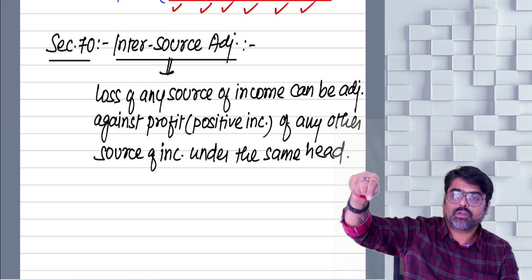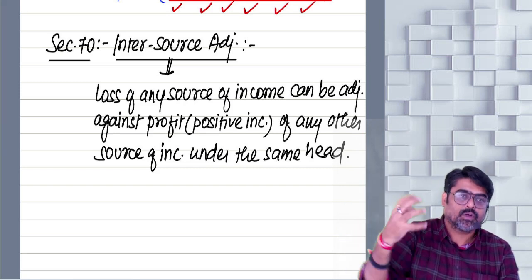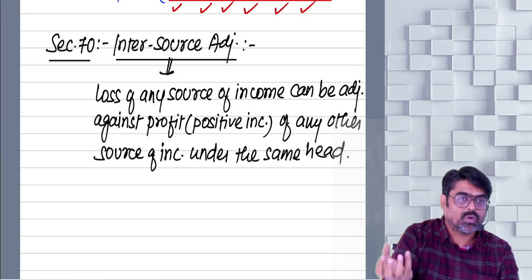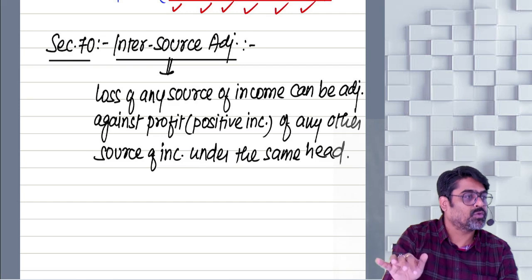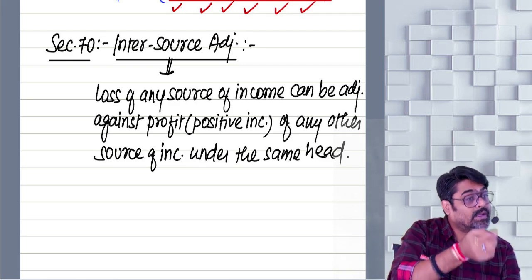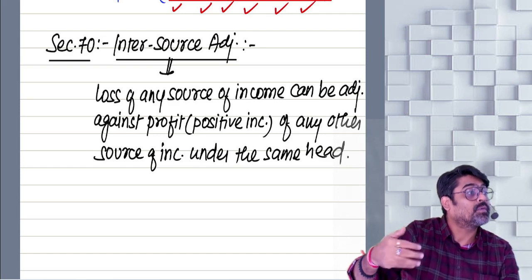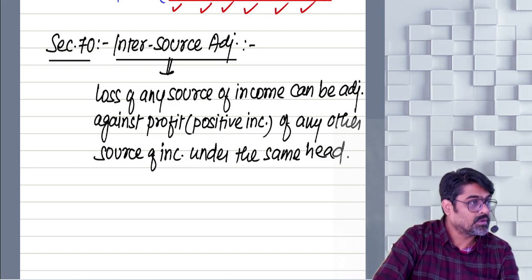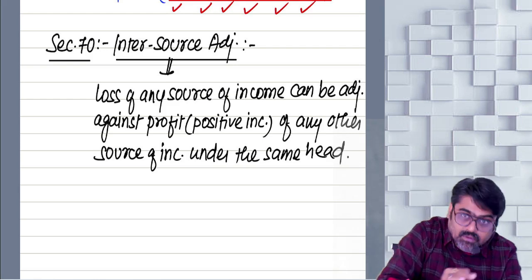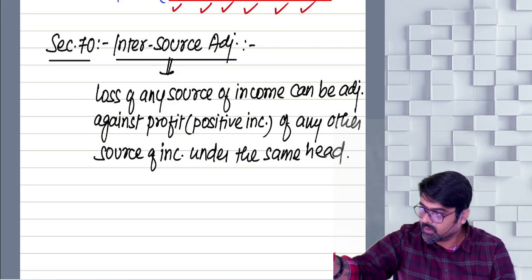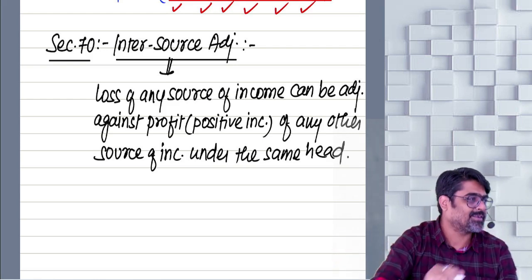And sources under the head IFOS, those sources are giving you what? Loss. So income of those sources can be set off inside the other sources head against the income of all other sources. Yes or no? So this you have to do within the head first. But while doing this, there are certain exceptions.